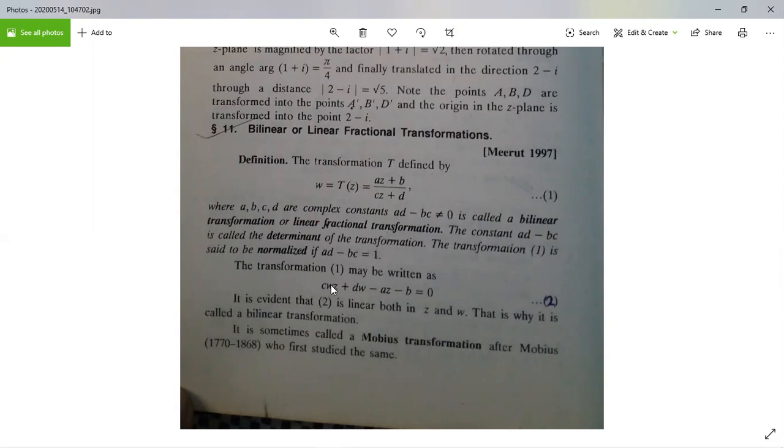The transformation 1 may be written as cz omega plus d omega minus az minus b equals 0, because this is obtained by cross multiplication of this transformation. It is evident that 2 is linear both in z and omega. That is why it is called a bilinear transformation. It is sometimes called a Mobius transformation after Mobius, who first studied these types of transformation.